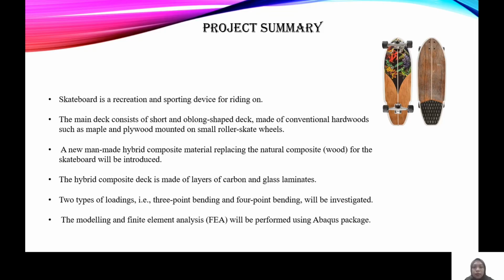First thing first is project summary. The skateboard is a recreation and sporting device for riding on. The main deck consists of a short and oblong-shaped deck made of conventional hardwoods such as maple and plywood, mounted on small roller skate wheels. A new man-made hybrid composite material replacing the natural composite wood for the skateboard will be introduced. The hybrid composite deck is made of layers of carbon and glass laminates.